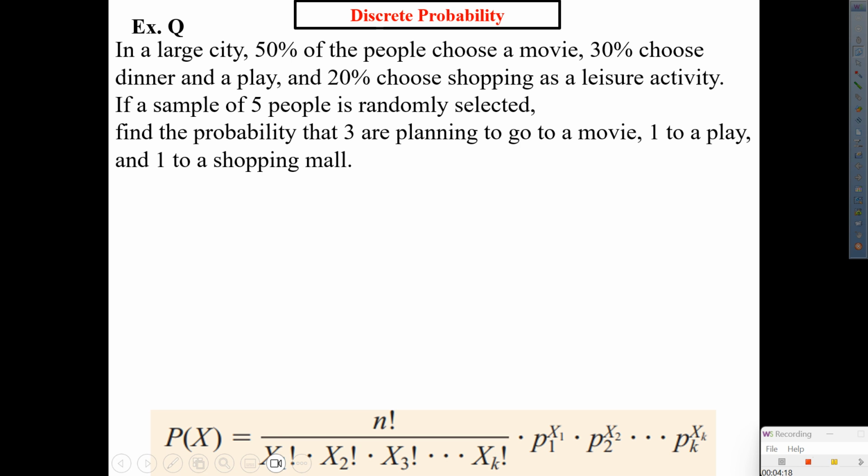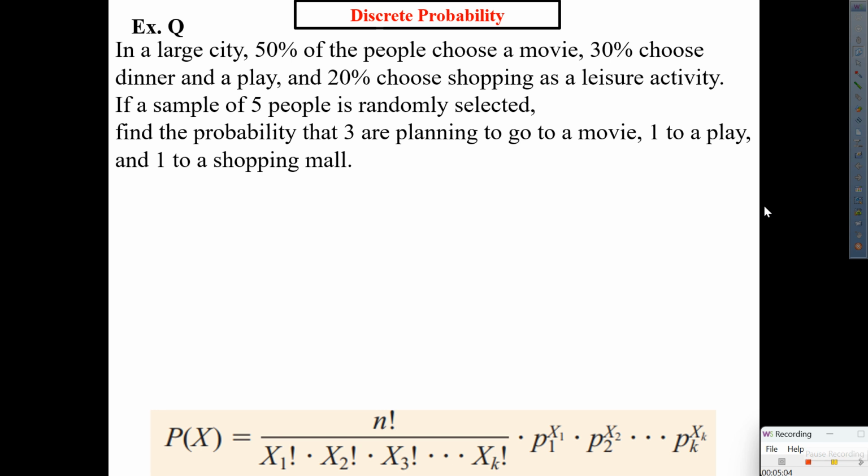It reads, example Q. In a large city, 50% of the people choose a movie, 30% choose dinner and a play, and 20% choose shopping as a leisure activity. If a sample of 5 people is randomly selected, find the probability that 3 are planning to go to the movie, 1 to a play, and 1 to go shopping or to the shopping mall. Copy that. I'm going to leave the formula down here so we can use it for this example. Use some time. Copy it.